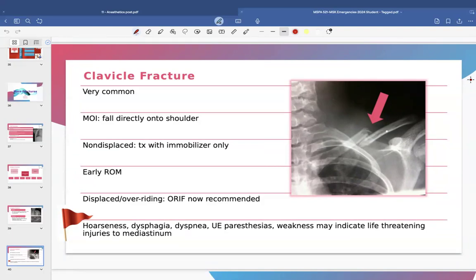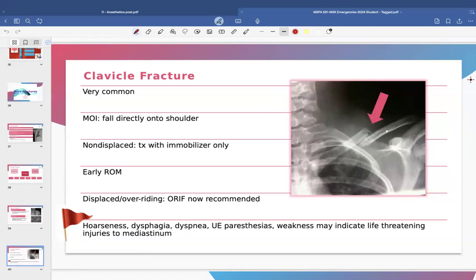Things that you are going to be worried about here: it's pretty close to your lungs again. Are you worried about that patient breathing? So things like hoarseness, dysphagia, upper extremity symptoms, you should make sure you are watching them and getting attention on them really quickly. You don't want any injuries to their trachea, their lungs, or their brachial plexus.